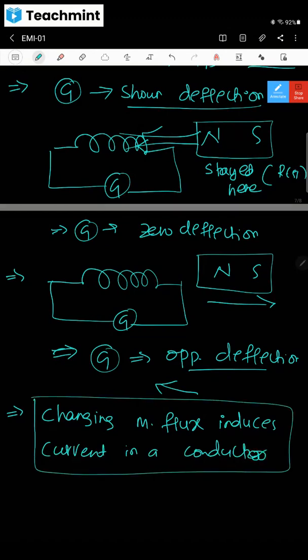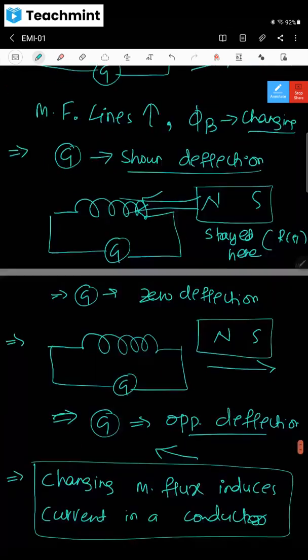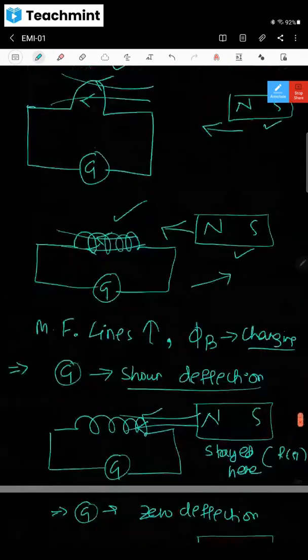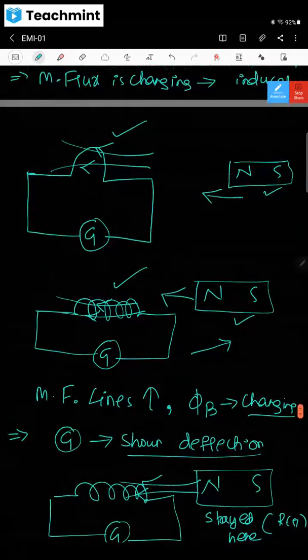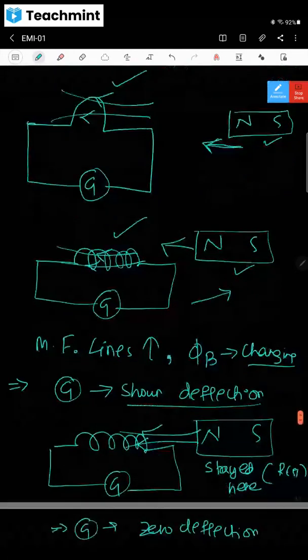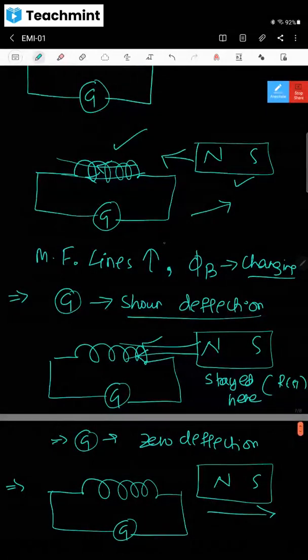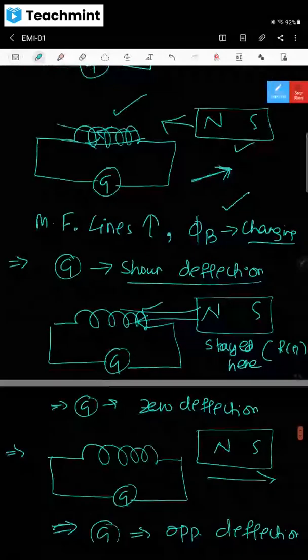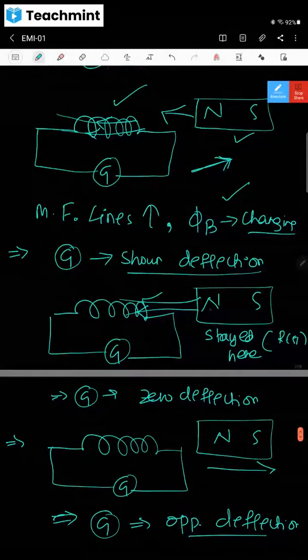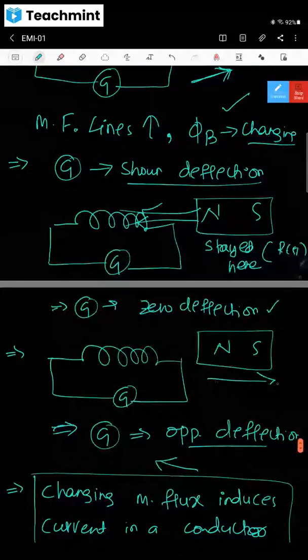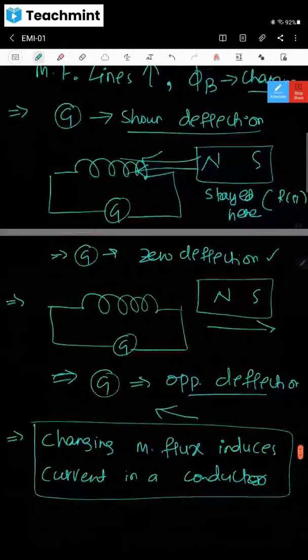Is this experiment clear, dear children? Look at this experiment. Here was the coil and here was the magnet, and when they brought it near, magnetic field lines pass through it, and due to that some current came into it, it showed deflection. When it was stopped here, there was no deflection, the galvanometer came to zero deflection, but again when it was taken back, the galvanometer showed opposite deflection.